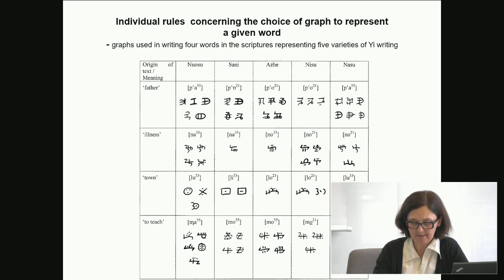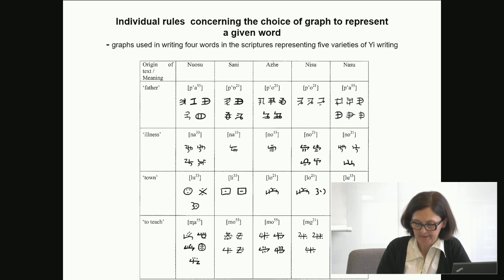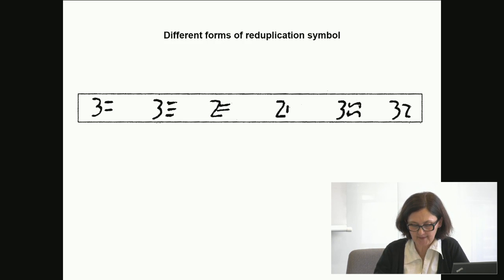The differences between these scripts also comprise some special symbols, such as stops or symbols expressing reduplication. The symbol of reduplication enables the writer of a text to avoid writing a given sign again and to replace it with a reduplication symbol that is usually simpler in form. It is especially useful when the form of a graph to be repeated is quite elaborated.